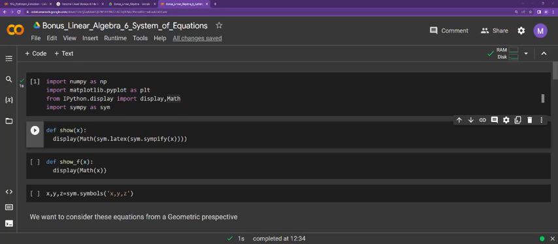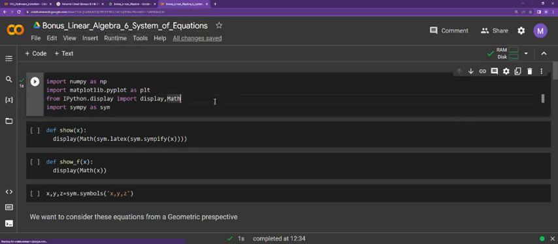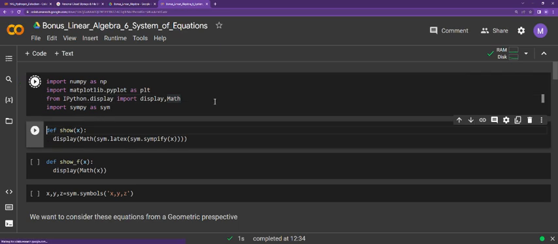Guys, and welcome to today's lecture, which is going to be on bonus linear algebra number 6, system of equations. It's going to be quite simple, and we're going to see how we can solve systems of equations using Python. So I'm importing the necessary libraries: NumPy, Matplotlib, the IPython display, and this time I'm importing SymPy, and I will explain to you why it's important. I'm importing SymPy as sim.